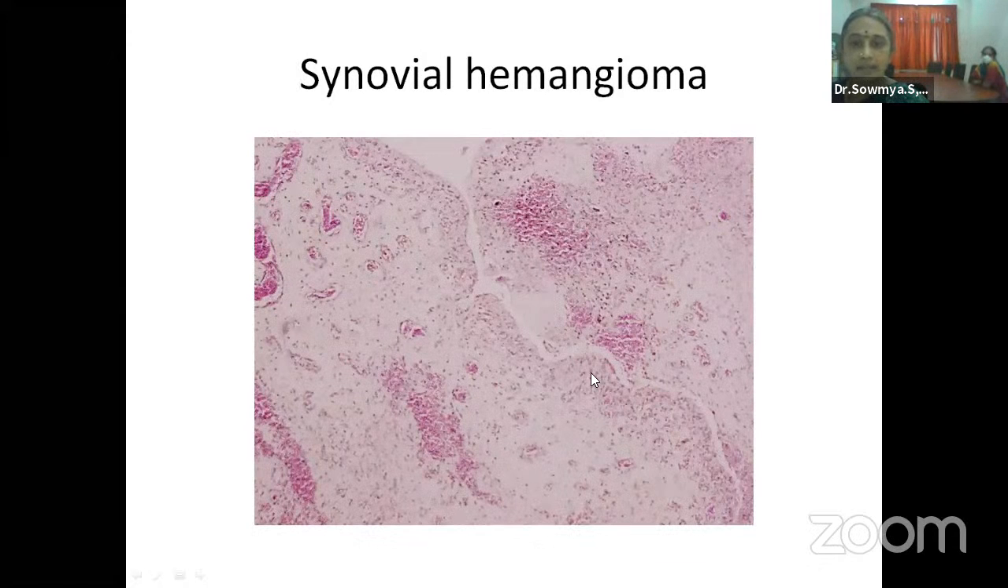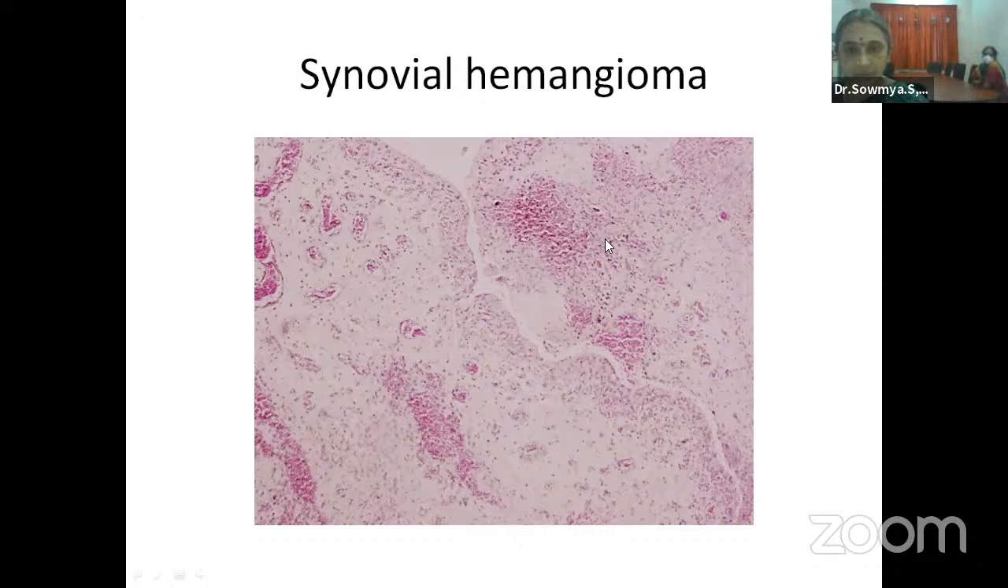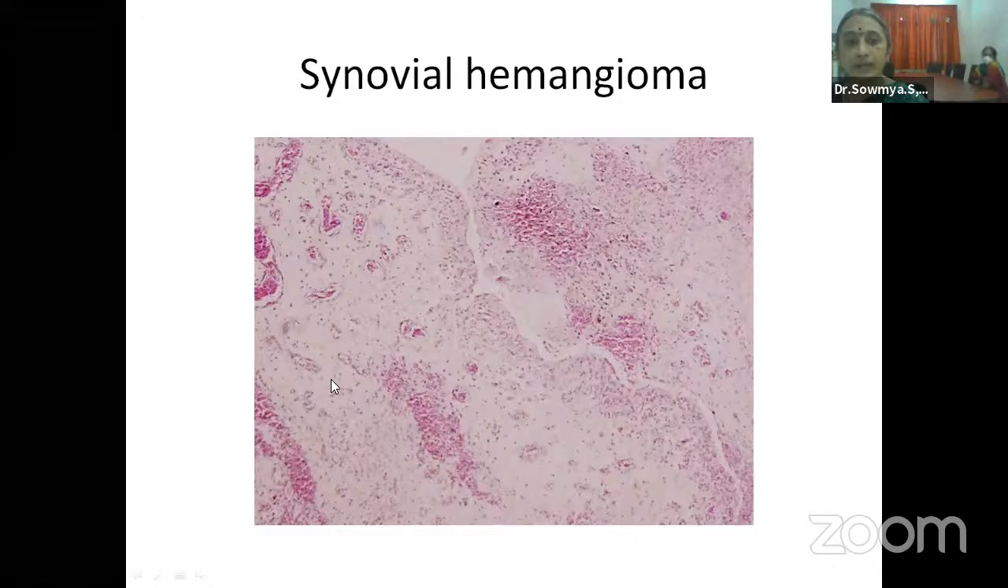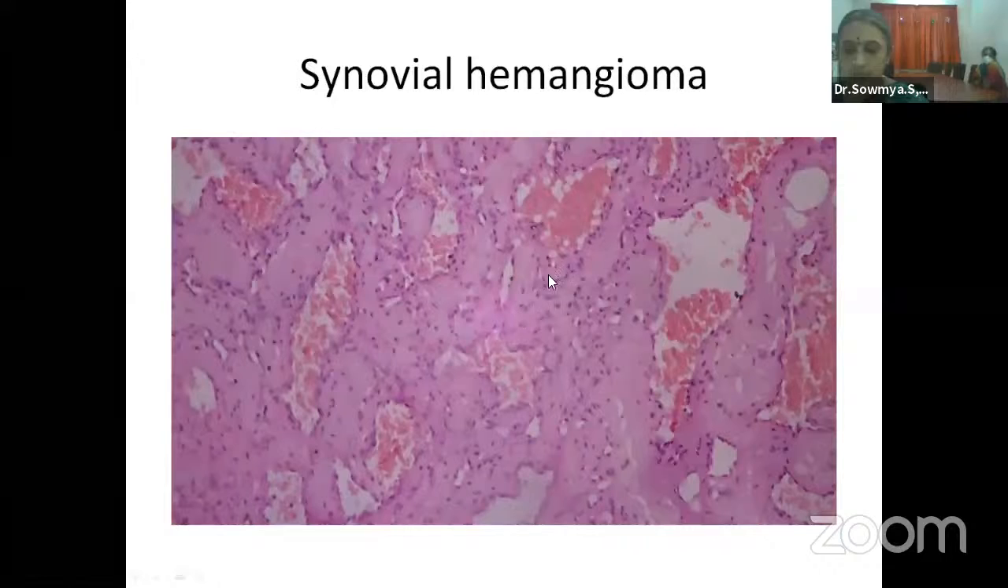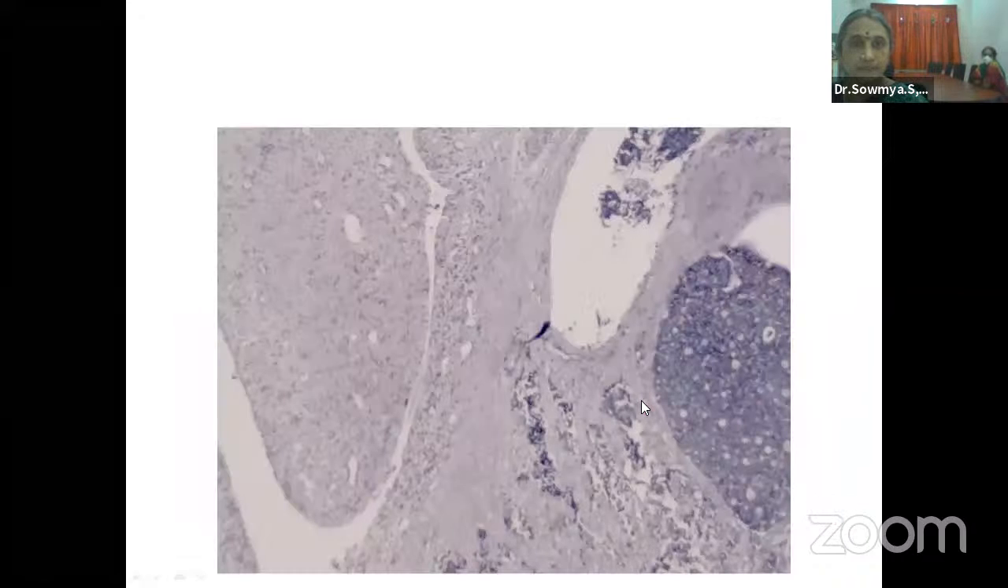So you can see there can be villous proliferation, and you can see the circumscribed tumor composed of large dilated cavernous vascular spaces with extravasation of RBCs, no inflammation. That is one main thing. There is no inflammation at all. So you can see there can be numerous channels, cavernous spaces, surrounded by this stromal component, no inflammation. And this is the final one.